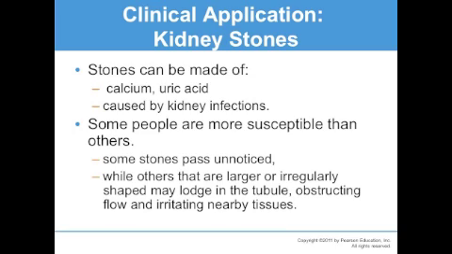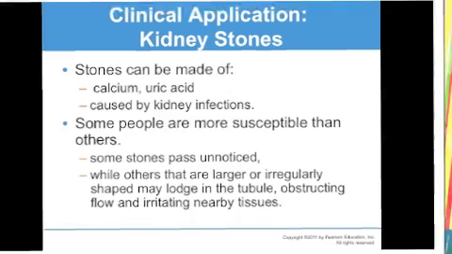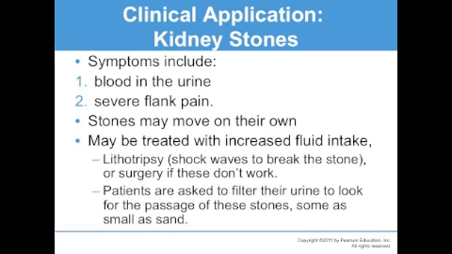Some stones are so small that people are able to pass them unnoticed, while others have stones that are larger or irregularly shaped so that they can become lodged in the tubule, obstructing the flow of fluid through them and causing irritation to nearby tissues. The symptoms that come along with kidney stones are blood in the urine and severe flank pain. Stones may move on their own. Others may need to be treated with increased fluid intake.